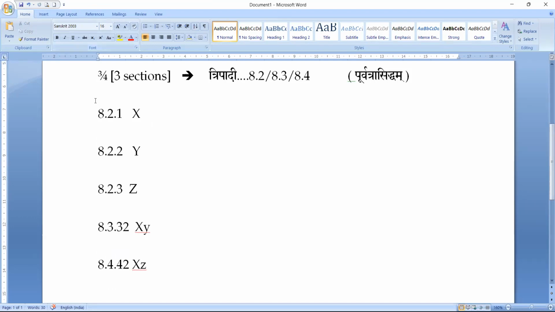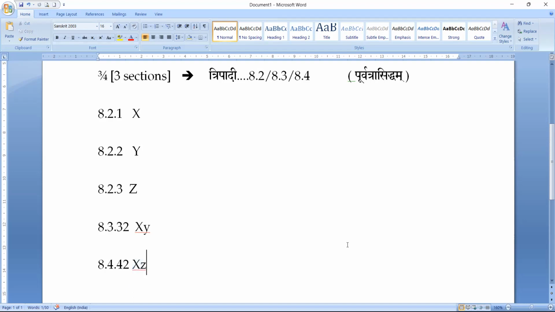Now, in the beginning it is X. After 8.2.1, if you apply 8.4.42, will it become XZ? No, because it has to undergo the series of transformation. Then only finally you will get this form. You cannot jump from X to XZ. Therefore, it is said you have to apply in order to get the required form.